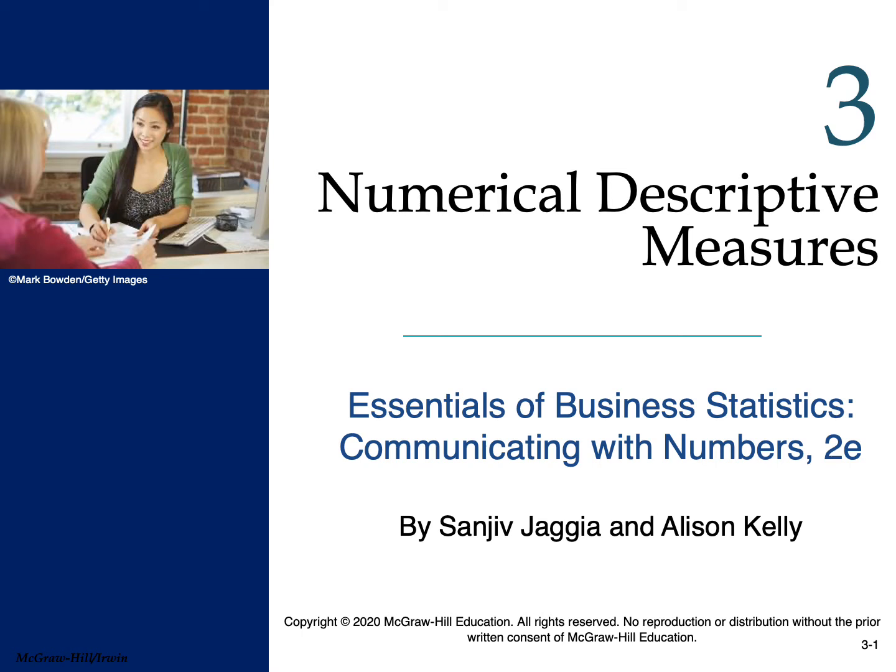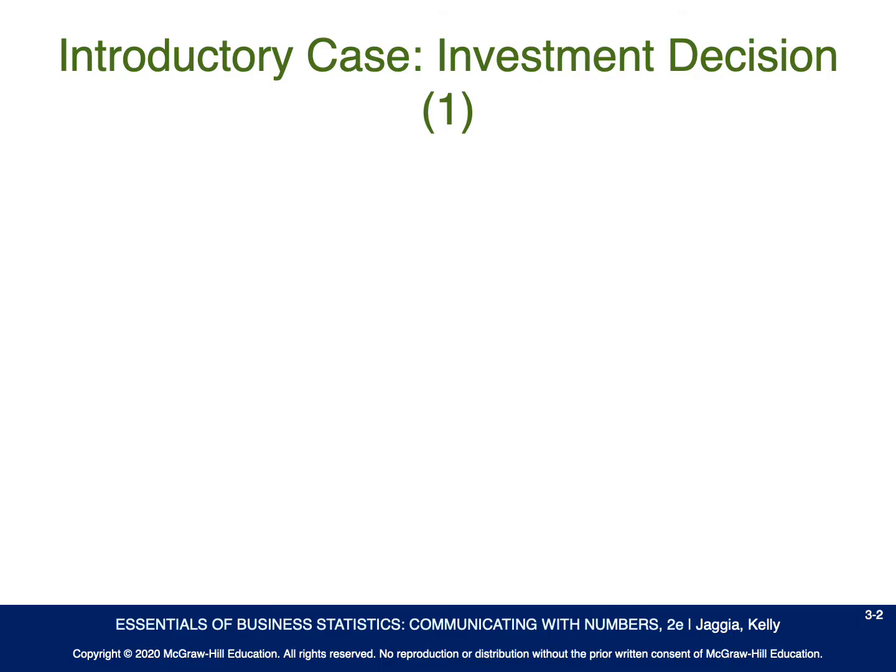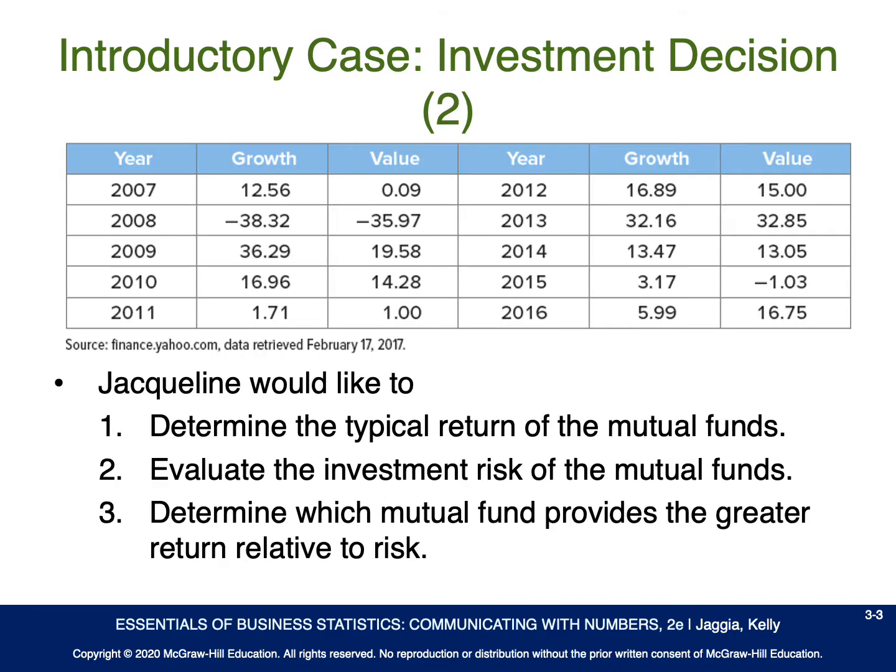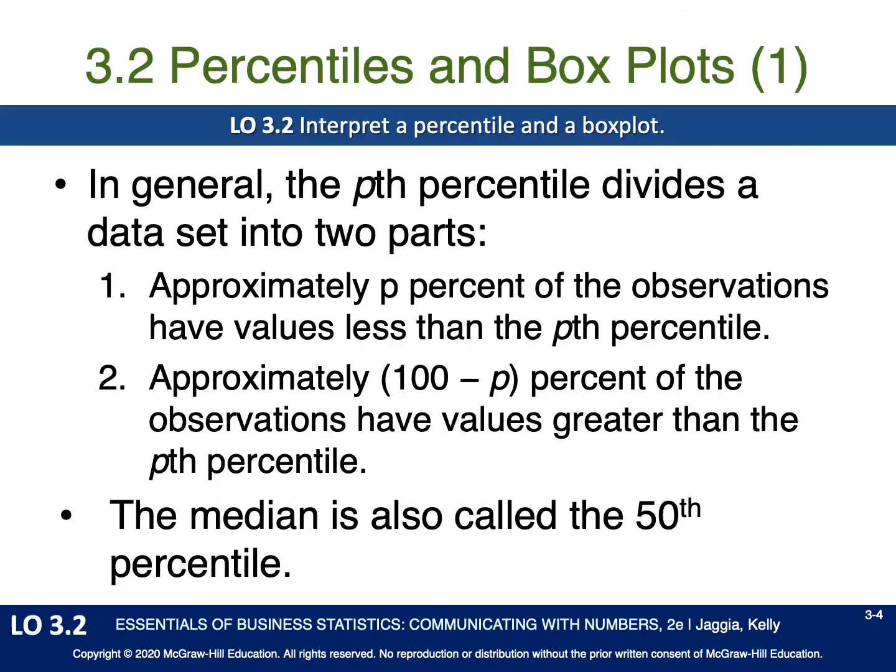So welcome back to chapter 3. We're going to look at objective 2 now. We're going to use the same investment data that we used in objective 1. I just left that up here at the beginning. So chapter 2, or excuse me, objective 2 is looking at percentiles and box plots.